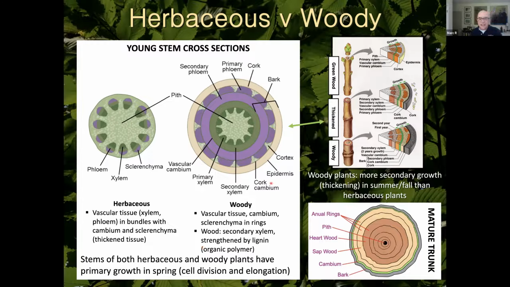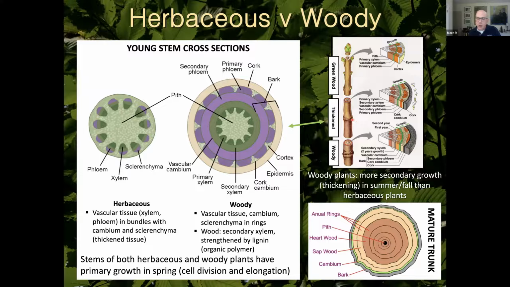So that secondary xylem forms in the second year of the woody plant, and then in the third year and the fourth year, etc. But that forms after the first growth spurt of the green wood. This is the primary growth that is comparable to herbaceous growth.